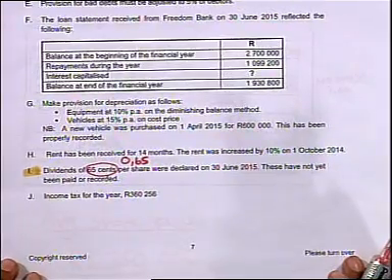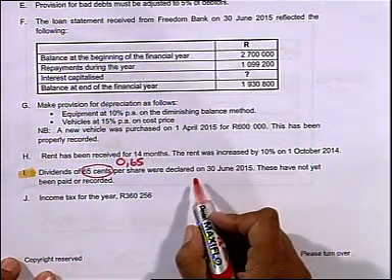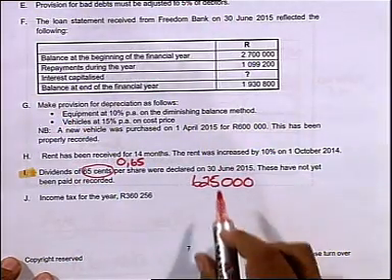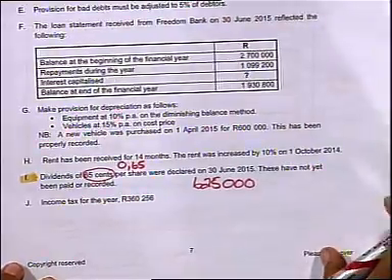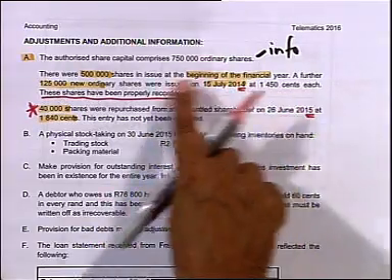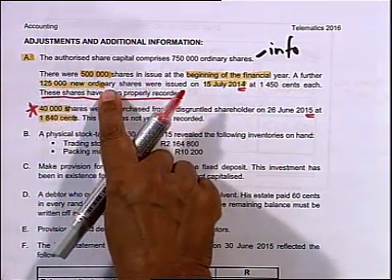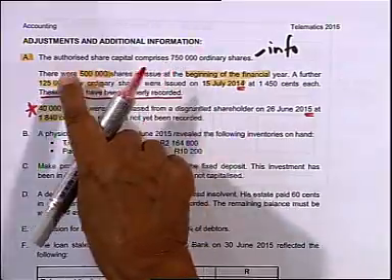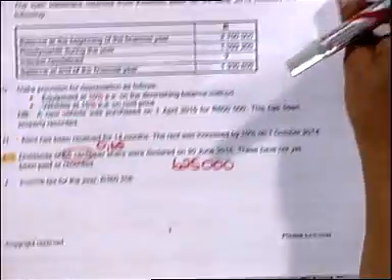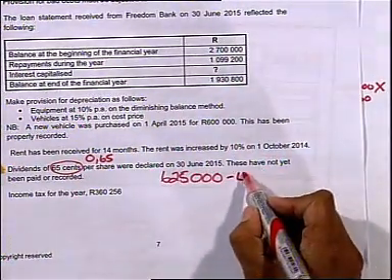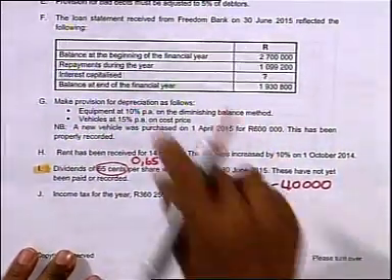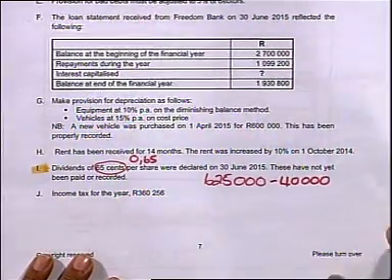So how many shares did we have in issue at the end of the financial year? 625,000 shares in issue. Where did I get that from? They told me that 500,000 shares were in issue at the beginning of the year and 125,000 new shares were issued during the year. So I add that together, and by the end of the year I have 625,000. But remember, I sold 40,000 of those shares, and I can't pay a dividend on shares that I sold. So I sold on the 26th of June.